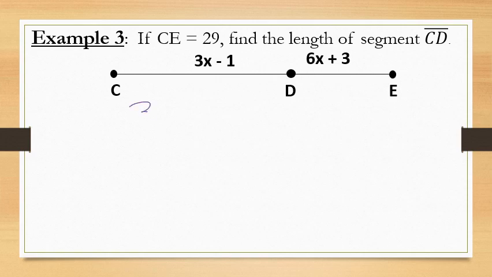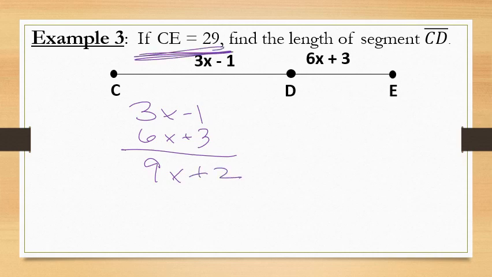Welcome back. So if we take 3x minus 1 and 6x plus 3 and add them together, I get 9x plus 2. In my problem right here, they told me CE equals 29. So this equals 29. Move my 2 to the other side, so 9x equals 27.